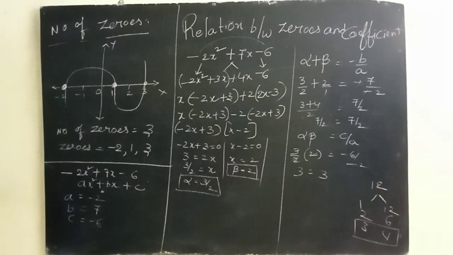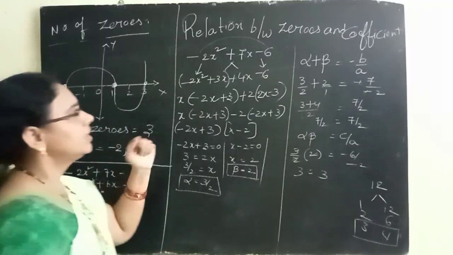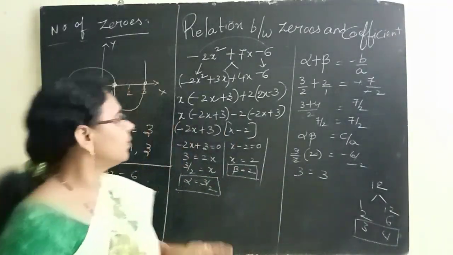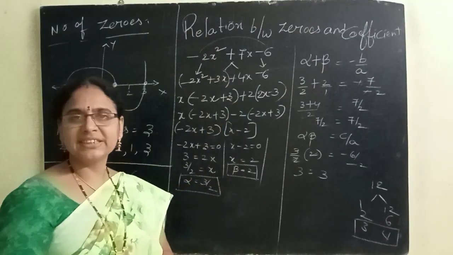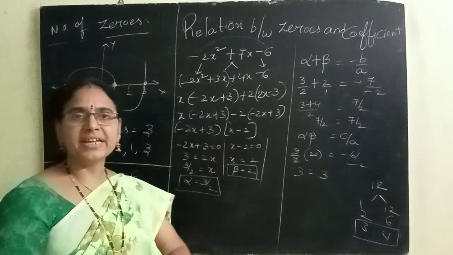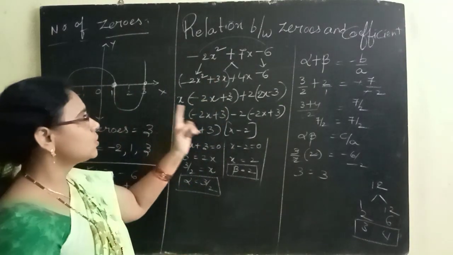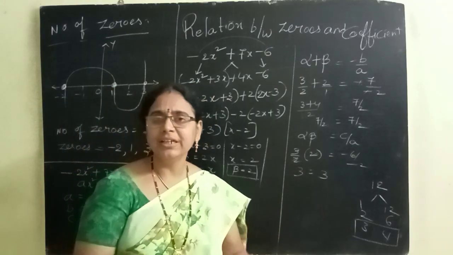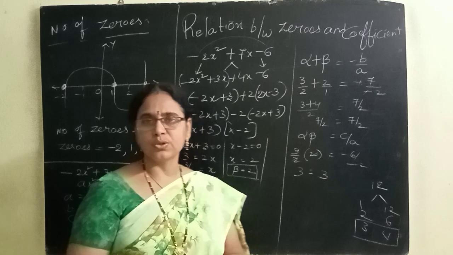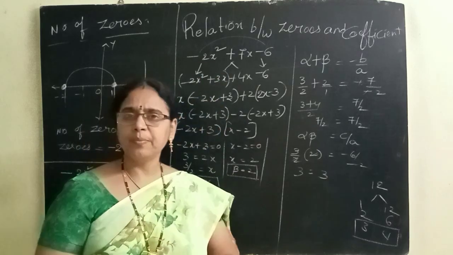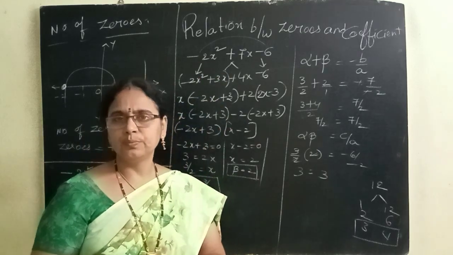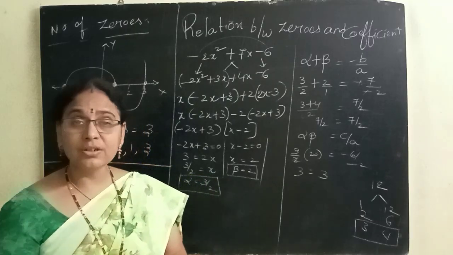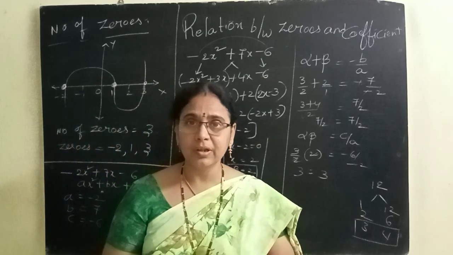Okay. Let's see here. Relation between zeros and its coefficients. He has given the quadratic polynomial minus 2x square plus 7x minus 6. By splitting the middle term first, he has to find the zeros. What is the degree of this quadratic polynomial? It is 2. So it has two zeros. How can you find the zeros of this quadratic polynomial?